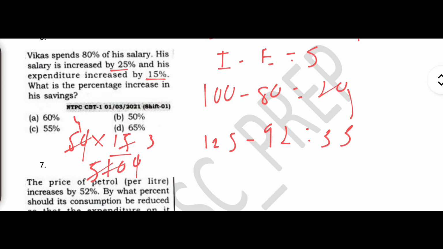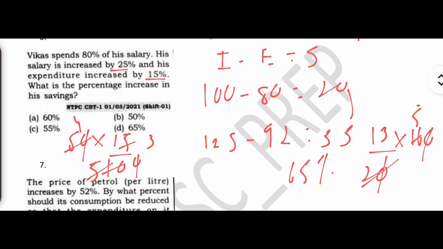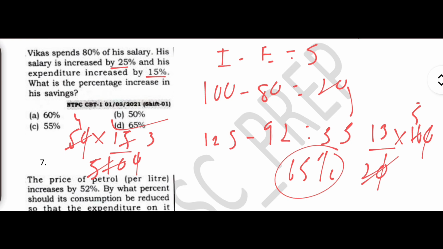So here how much increase happened? Here the increase is 13 on 20 into 100. This and this get cancelled. 2 5s are 5 13s, it is nothing but 65% increase in your savings. Option D. Simple.